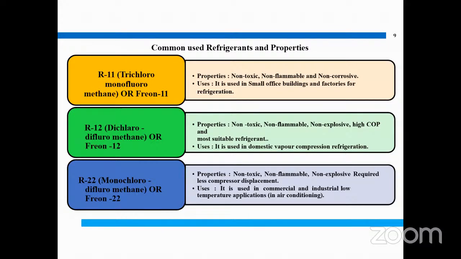R22. Properties are non-toxic, non-flammable, non-explosive, and require less compressor displacement. It is used in commercial and industrial low temperature applications and air conditioning. See, these are the types of refrigerant used for vapor compression refrigeration.